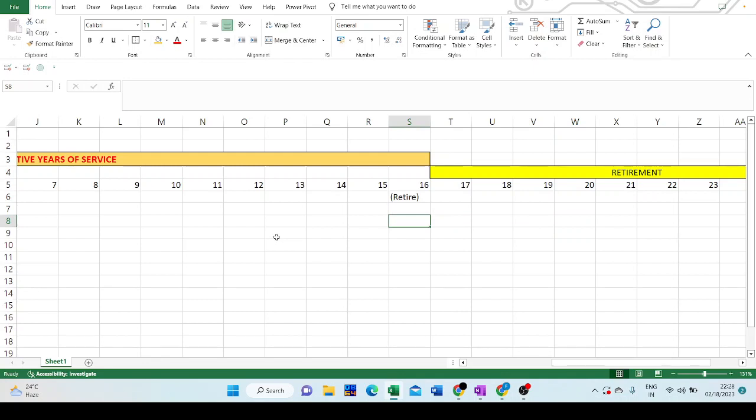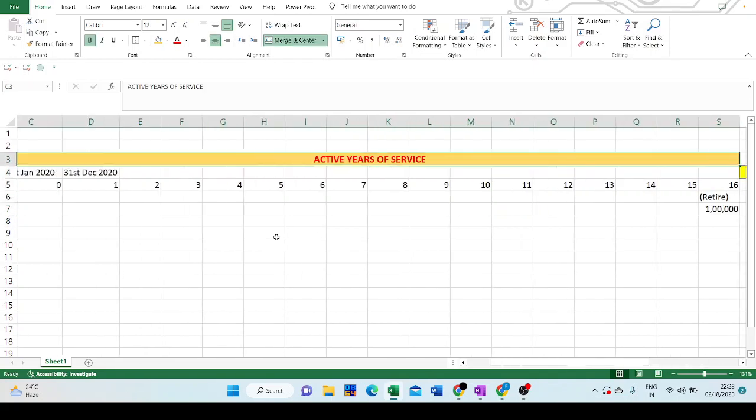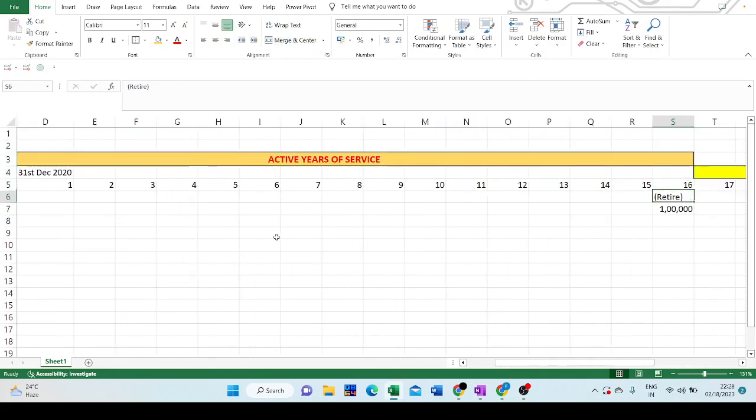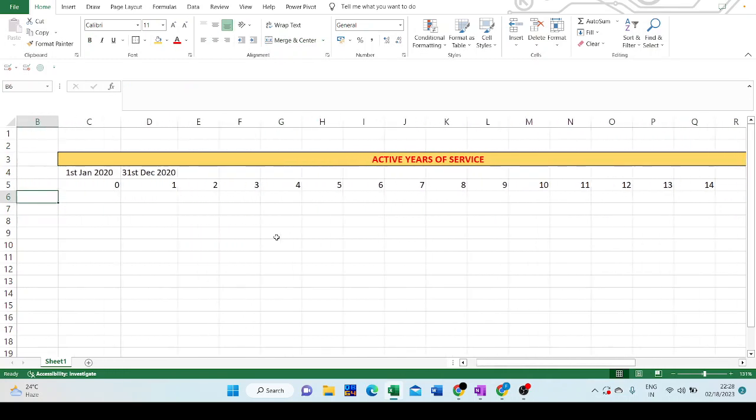The actuary estimates that his final salary is expected to be 100,000, right? So he will receive this final salary when he retires after working for 16 years, right? Now guys, he's worked for 1 year only, right? He's worked for 1 year.